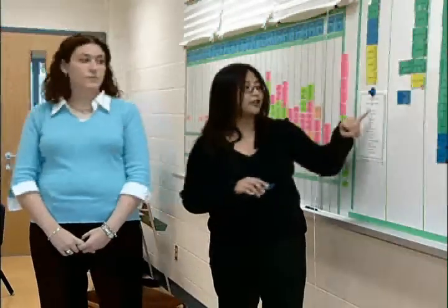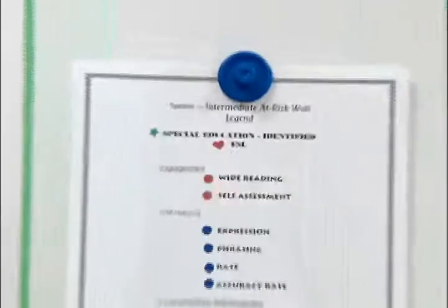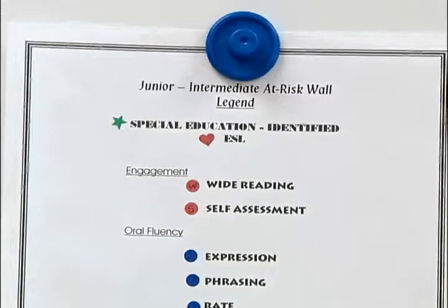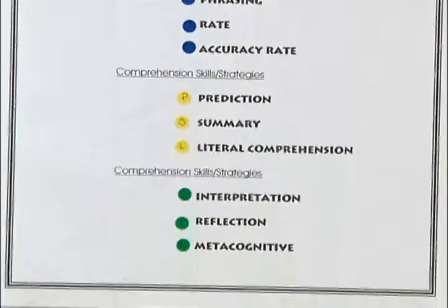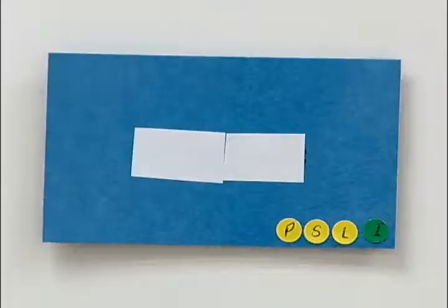For each of our at-risk students, we've created a legend that will visually tell us as teachers which areas they have received a level 1 at. So we've color-coded them. For example, engagement are the red dots, oral fluency are the blue dots, comprehension, now we've divided up comprehension into 2 different sections. Half of them are yellow and the other 3 are green. And for each of our at-risk students, we have indicated the areas that they've received a level 1.